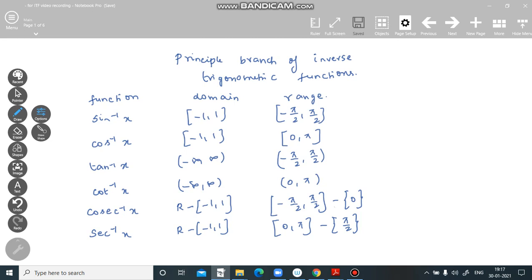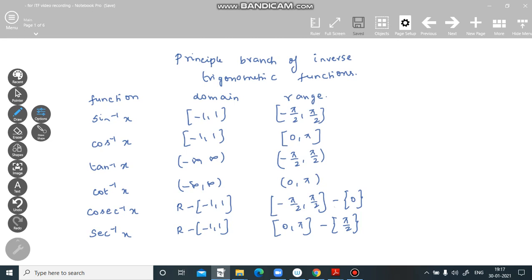First, let us see why there is a need to define something called the principal branch of an inverse trigonometric function. Before starting to discuss that, why is there a need? It is because in the previous set of videos I have explained that a function will be invertible, that is, it is possible to find an inverse for a function, only if it is one to one and onto.